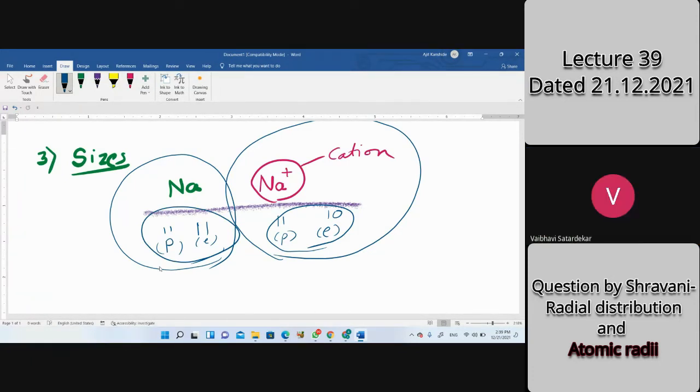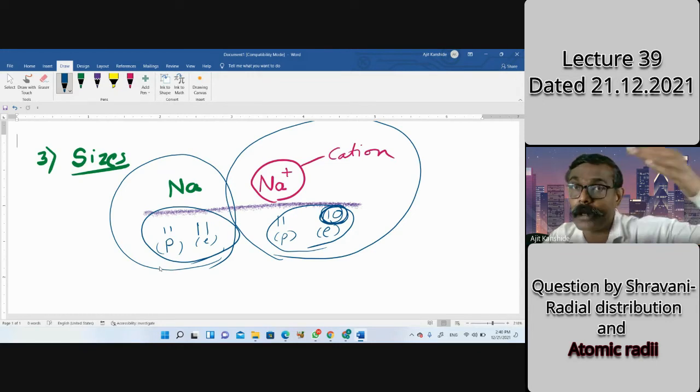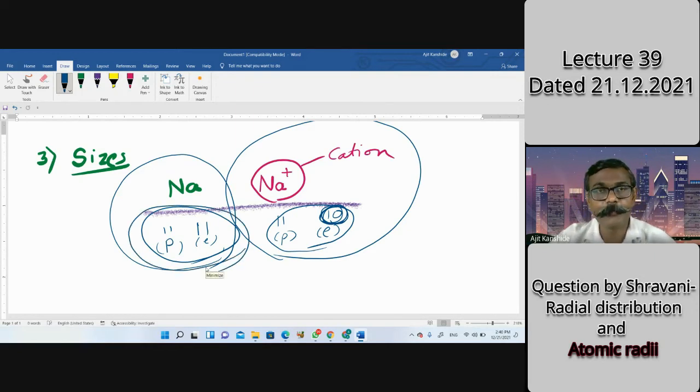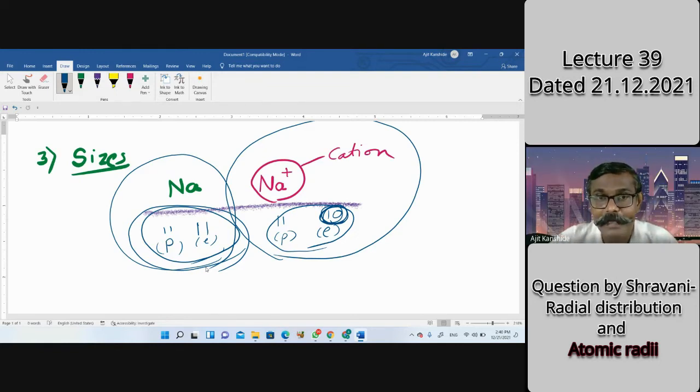See, outermost electrons are where? In sodium also and sodium ion also, sodium neutral and cation also. But in the cation, only 10 electrons are there. So the outermost electron will come near to the nucleus or go away from the nucleus relative to, listen carefully, the sodium outermost electron. If there is a more inward force, if there is more power of the nucleus, then the outermost electron is expected to approach towards the nucleus.